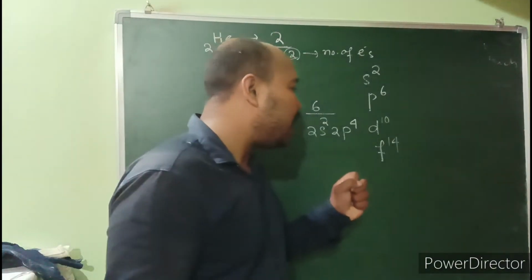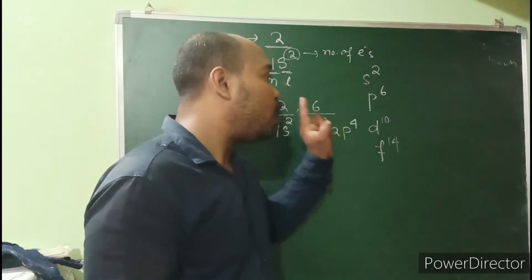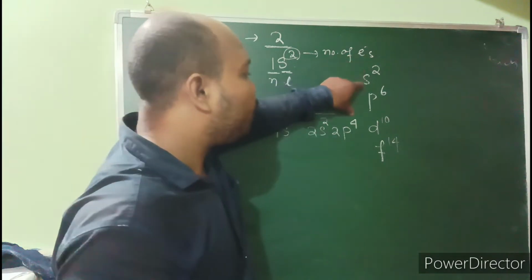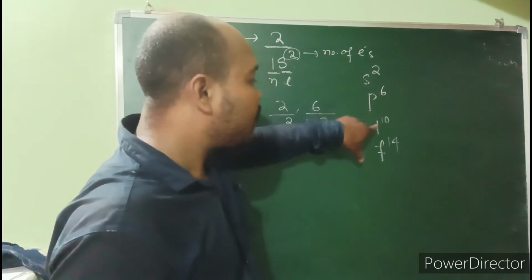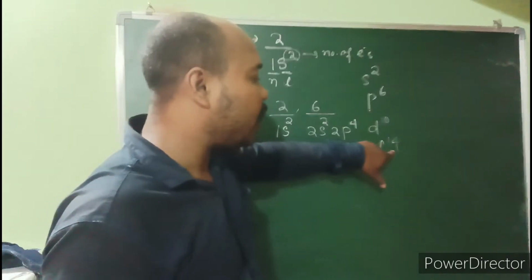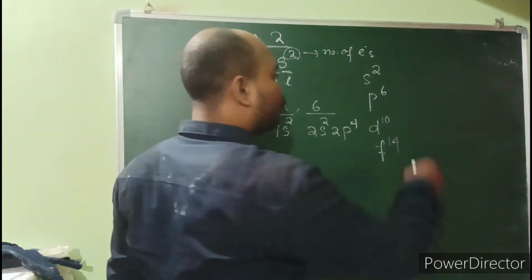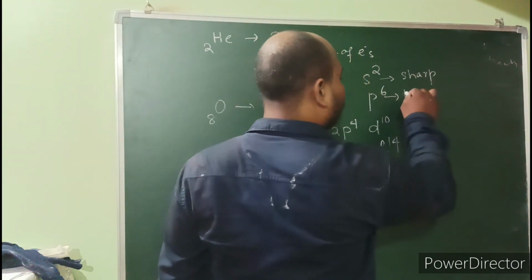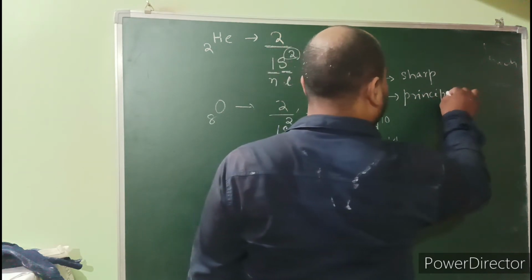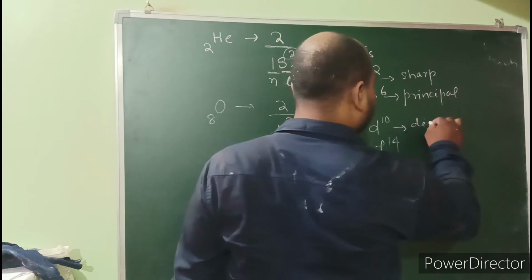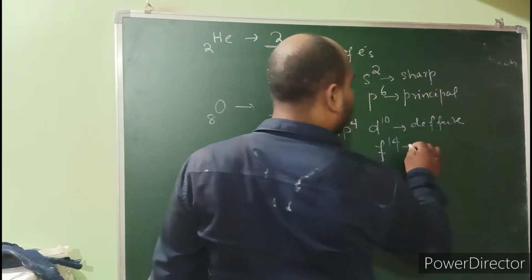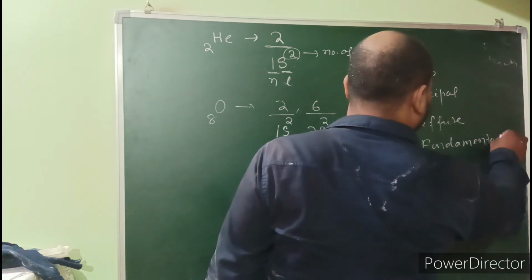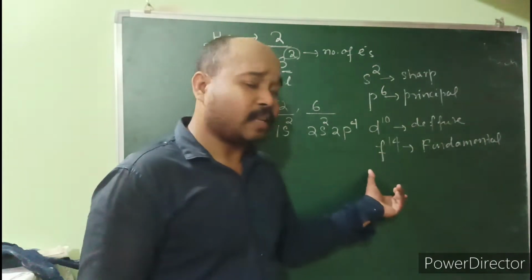So how many electrons can one subcell accommodate? Always remember, the s subcell can accommodate maximum 2 electrons, p can accommodate maximum 6 electrons, d can accommodate maximum 10, and f maximum 14. Now, what is the full form of s? That is sharp. p is for principal, d is for diffused, and f is for fundamental. That is the full form of these subcells.